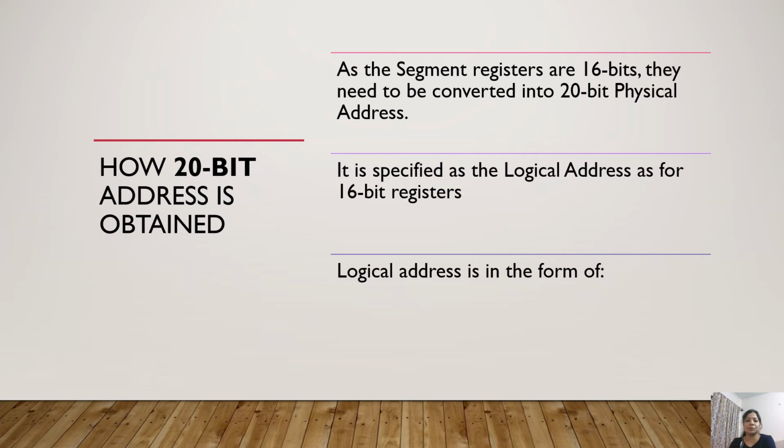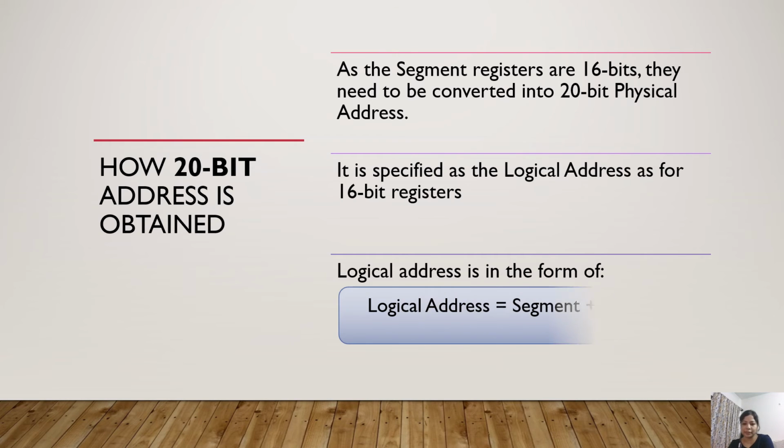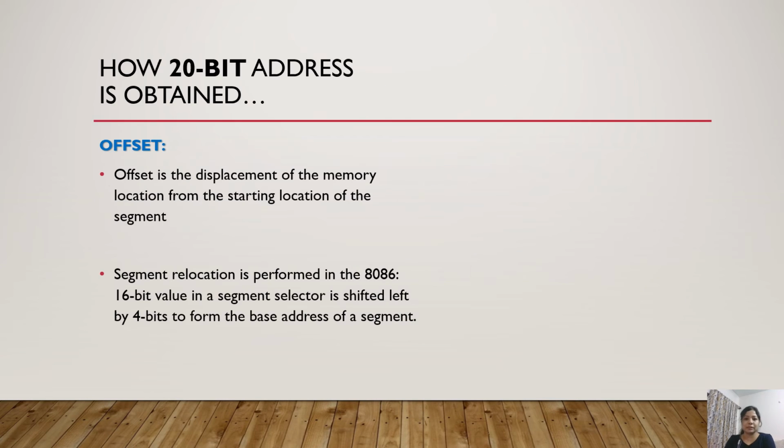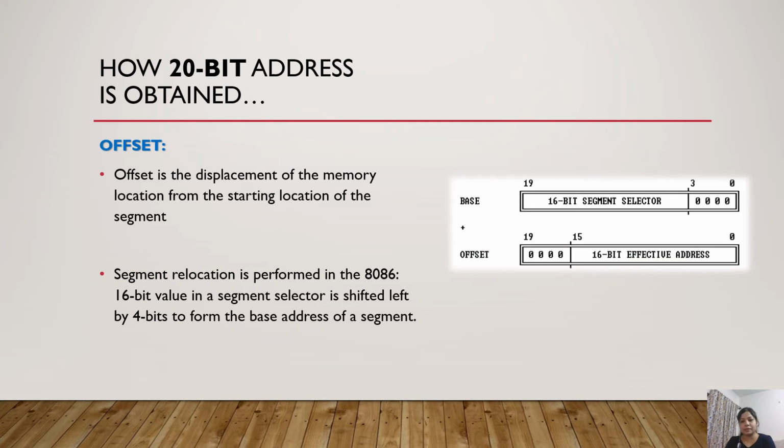But how to obtain this 20-bit physical address? Well, for the 16-bit register, it is specified as the logical address, which is actually the summation of the segment address and the offset. But what is offset? It is a displacement of the memory location from the starting location of the segment. So if we look at the illustration, we can see that this is one segment, and the displacement is 4-bit from the starting location, and the rest of the 16 bits are for the segment selector.